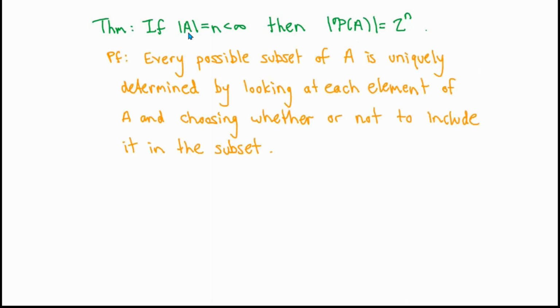Let's suppose that we have a set A with finite cardinality n. In order to pick a subset of A, you can just go through the elements of A one by one and decide whether or not to include them in your subset. Making a different choice for any one of the elements of A is going to result in a different subset. So the first sentence in the proof is that every possible subset of A is uniquely determined by looking at each element of A and choosing whether or not to include it in the subset.